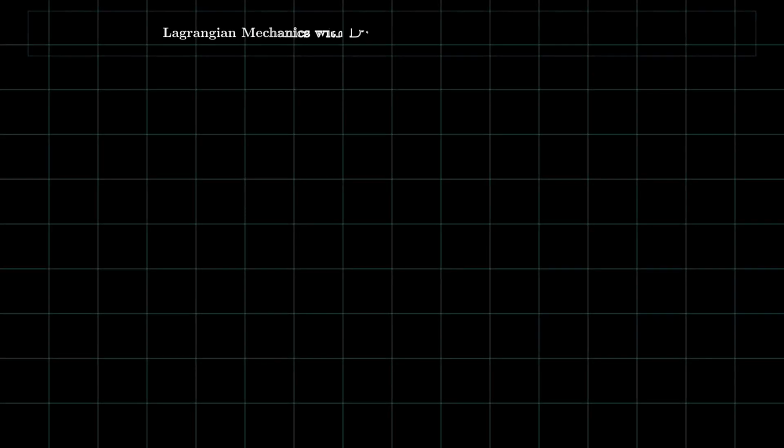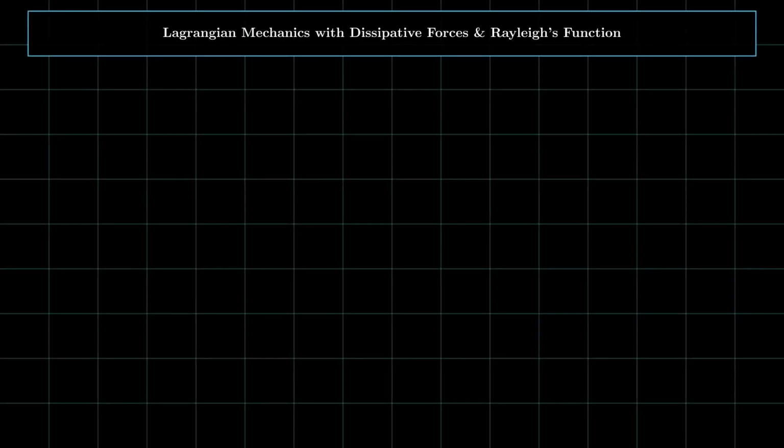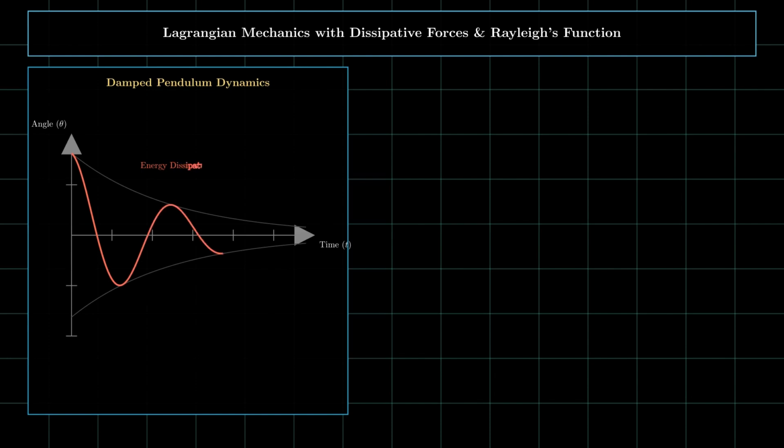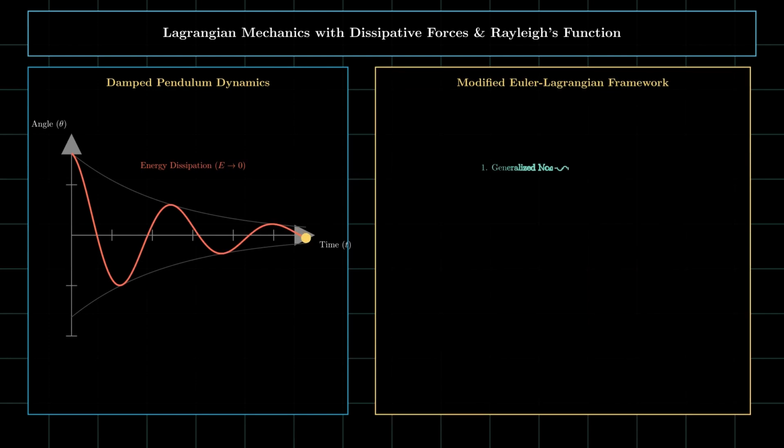When real-world non-conservative forces like friction or air resistance enter the picture, energy is dissipated, but the scalar framework of Lagrangian dynamics remains completely intact. Through D'Alembert's principle, non-conservative effects are included by adding a generalized force term, Q sub i non-conservative, to the right-hand side of the Euler-Lagrange equations.